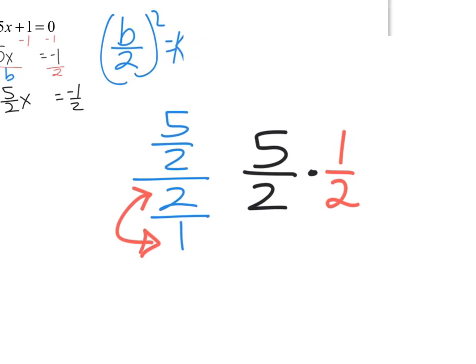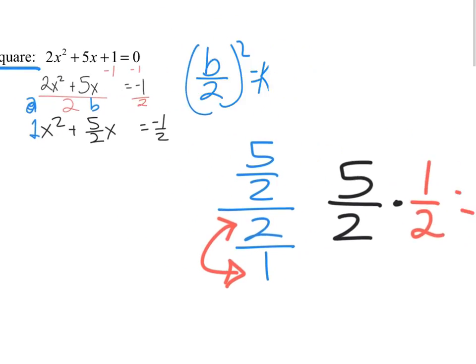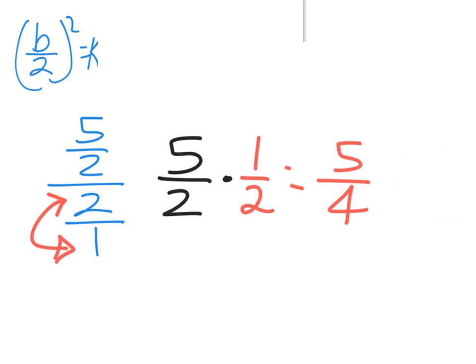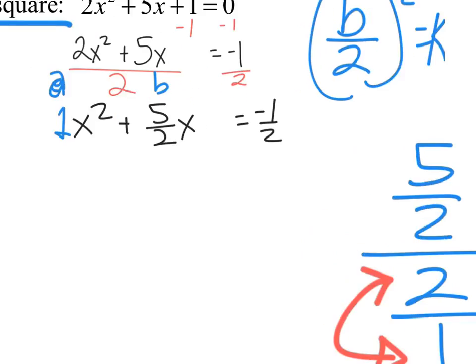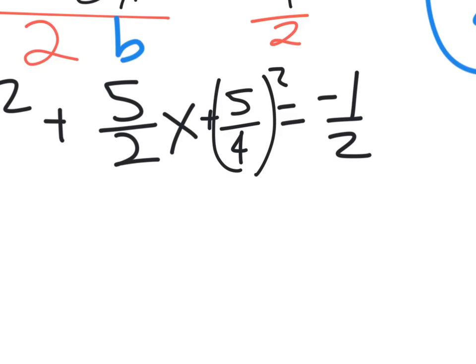And when we do that, I know that 5 times 1 is going to give us simply 5, and 2 times 2 is going to give us 4. Great. So we're not quite done. So we just figured out that b divided by 2 is 5/4. And we're going to be finding out what k is in a moment. So this is going to be 5/4 squared. And again, if we're adding something to one side, we've got to add it to the other.